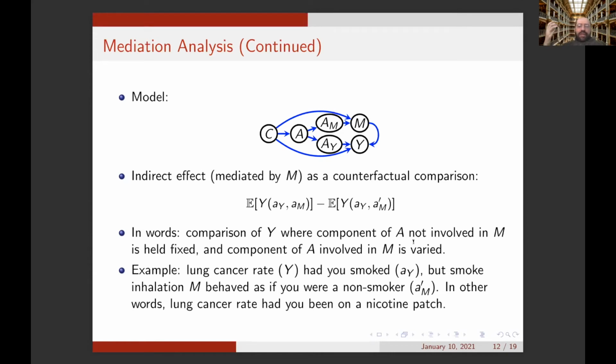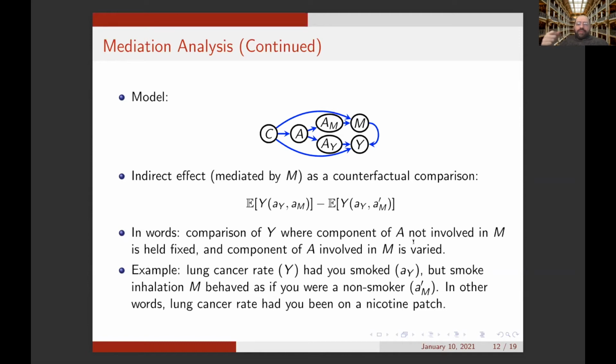So for example, we may be interested in what component of smoking is responsible for lung cancer. And we could imagine that smoking, which is a complicated treatment, has two components, whether you have smoke inhalation and whether you get nicotine. So YA here would be something like whether you get nicotine ingestion or not, and AM is whether you have smoke inhalation or not. And so we could imagine fixing nicotine ingestion to a particular level and then varying whether you inhale smoke or not.